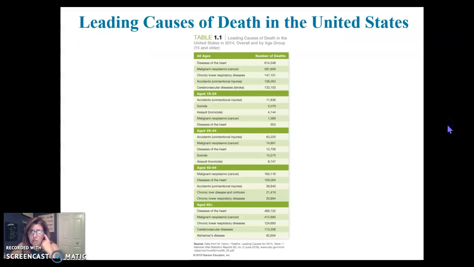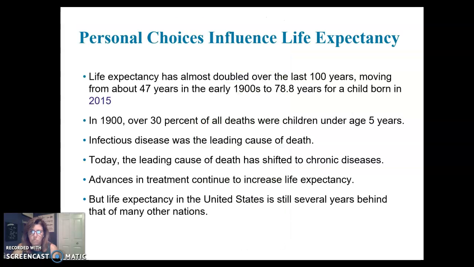Just overall, right, the ages and leading causes of death in the United States. For all ages, diseases of the heart, cancer, injuries. Looking at ages 15 to 24, accidents, suicide, homicide. We're going to talk about how to expand our life expectancy and reduce our risk factors throughout this course.